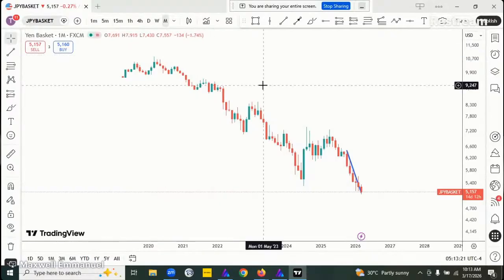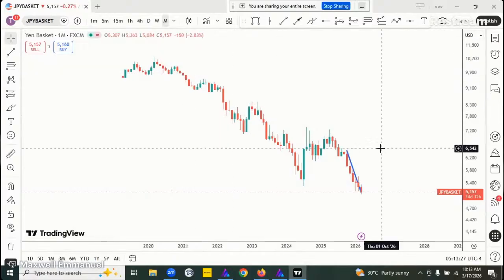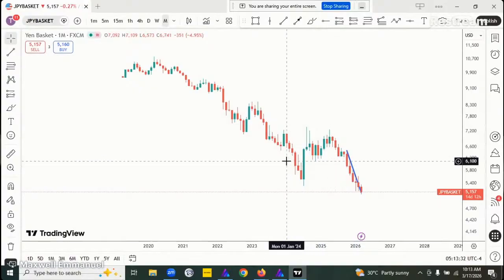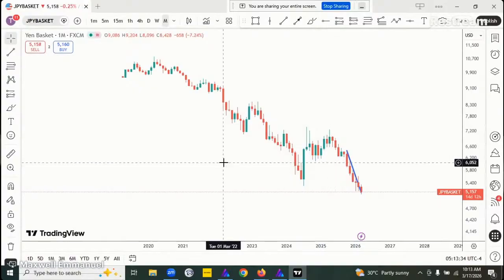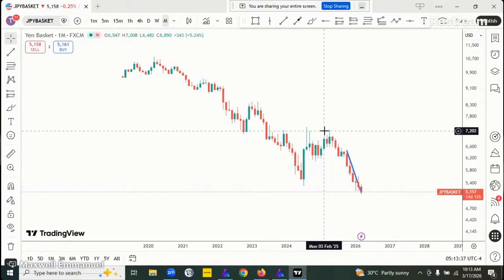Why do we analyze yen? We analyze the yen basket to know the strength of yen, to know if yen is bullish or bearish. If yen is bearish, it means we are selling yen, and you'll be looking for buys on JPY pairs. And if yen is bullish, you'll be looking for sells on JPY pairs.